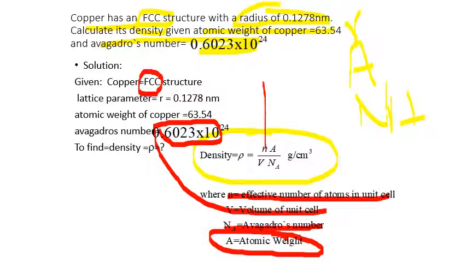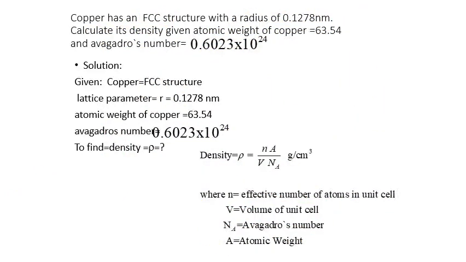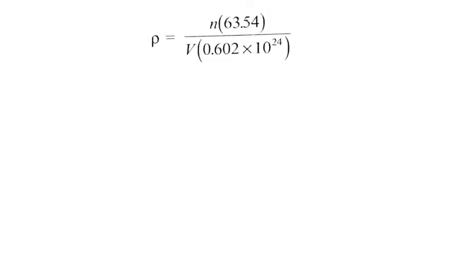So now you got n, so you got A, so we need to find what is V. So they have directly given Na. Only the thing is you need to find out what is V. So V will be equal to a cube, but here they have given R. So we need to express a in terms of R and we need to find what is V, then substitute here and calculate the rho. Okay, so here very important thing is you need to be very cautious about the units, okay. So n into 63.54 into V 0.602.